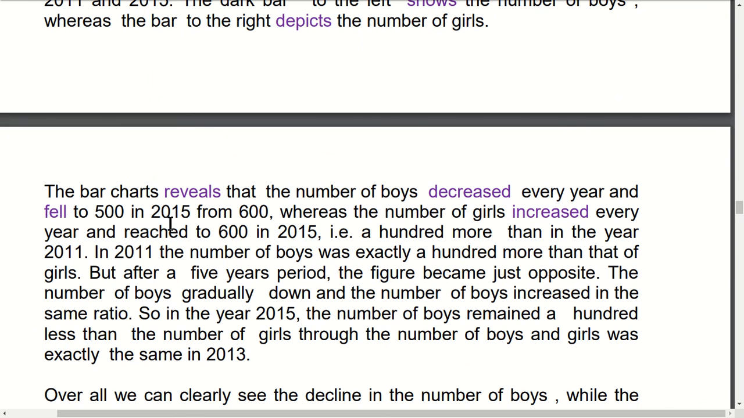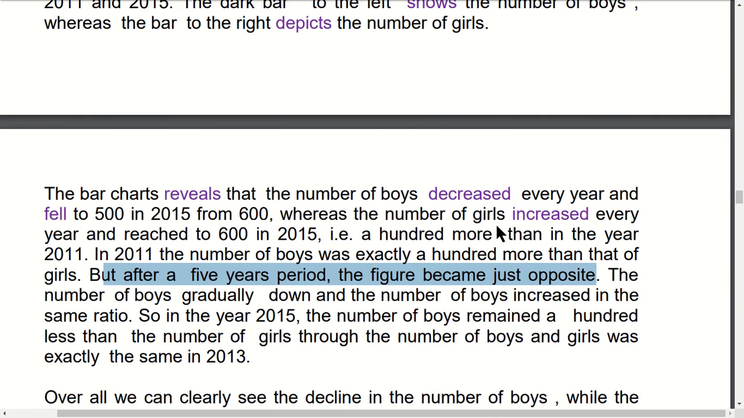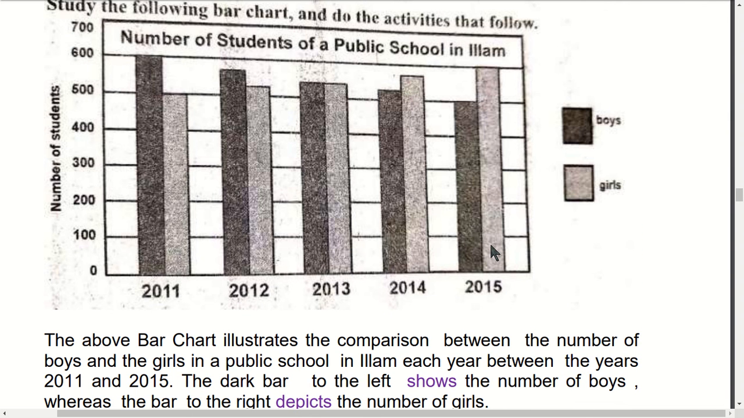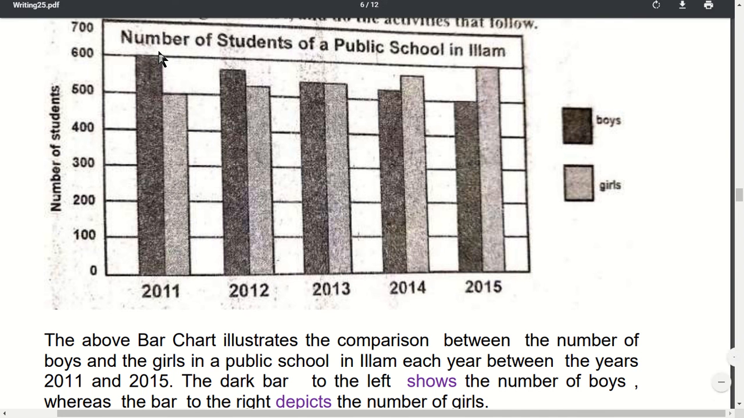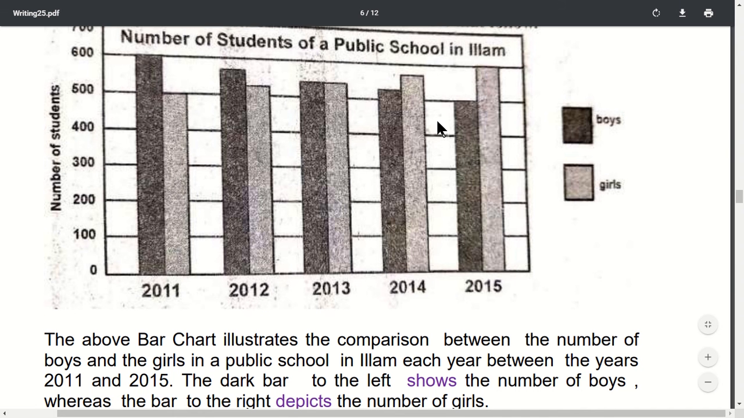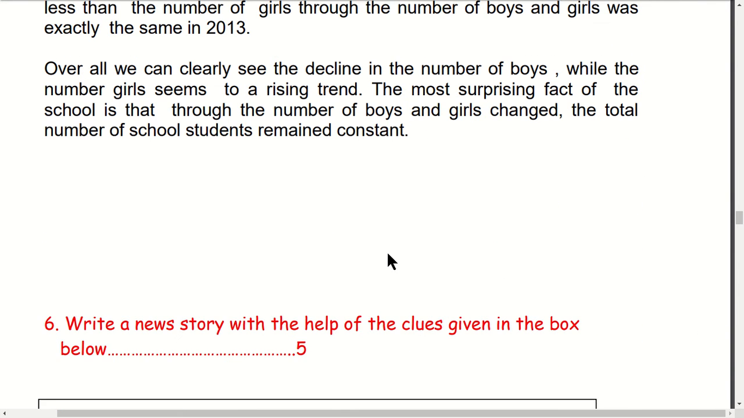But after a five-year period, the figure became just the opposite. In 2011, boys 600, girls 500. In 2015, just opposite: boys 500, girls 600.